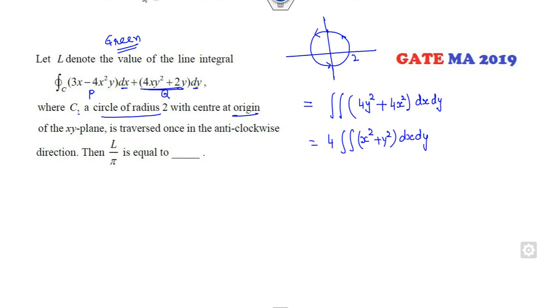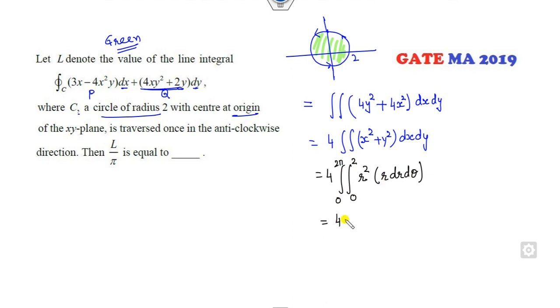So what is the feasible area? Is there any portion in the first quadrant? No, it's complete. So this is my complete circle. Fine. So what can I do? I can change into polar coordinates. The radius is 2. So I can say x square plus y square is r square, and dx dy is r dr d theta. So for this complete circle, the radius is 0 to 2 and the angle is 0 to 2 pi.